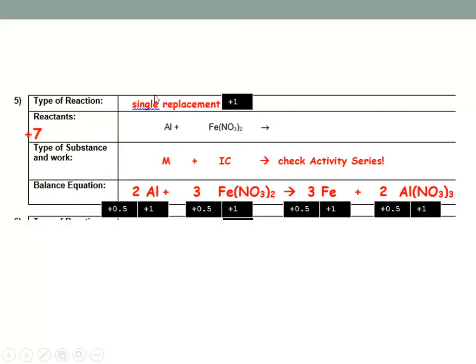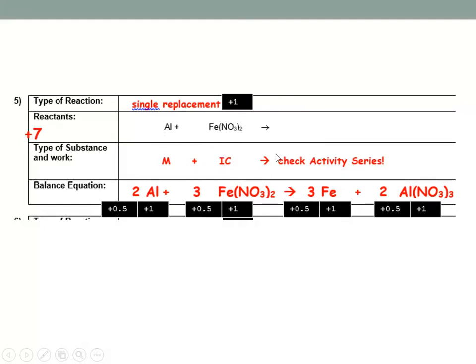For 5, you should have single replacement. Why? Because it's an element plus an ionic compound. Remember, the question you should be asking yourself is, is Al higher than Fe? I checked the activity series and it is. So Al3 plus here, Fe2 plus, NO3 1 minus.